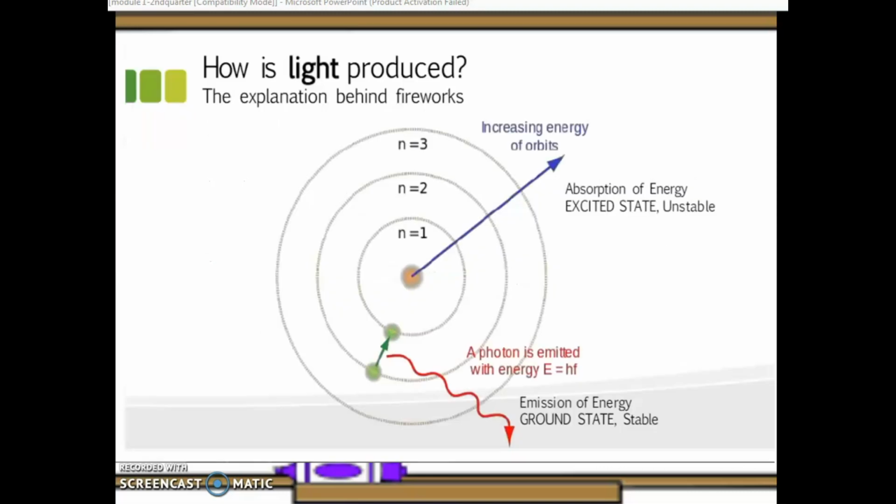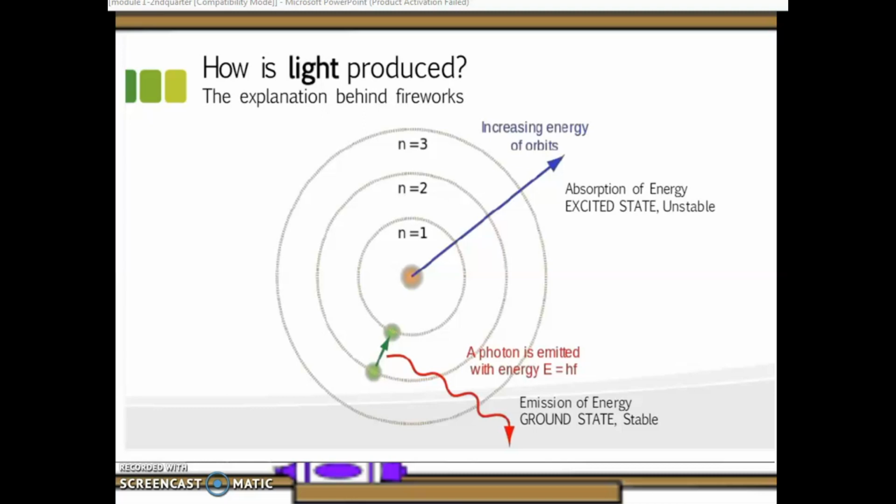Electrons in each orbit have definite energy. This energy increases as the distance of the orbit from the nucleus increases. These orbits are also known as shells or energy levels, and are each assigned a number, n equals 1, n equals 2, n equals 3, etc., or letters K, L, M, N, O, etc.